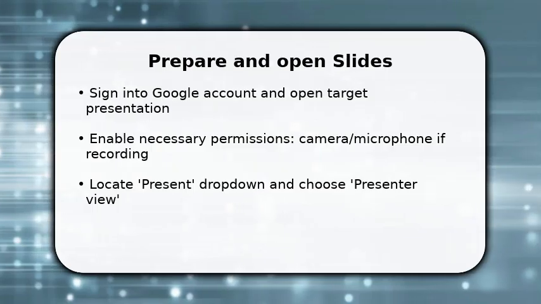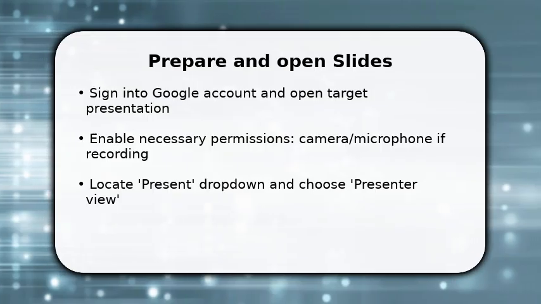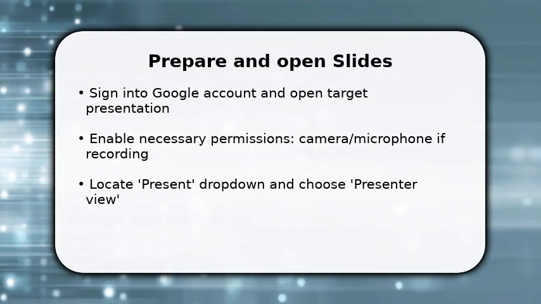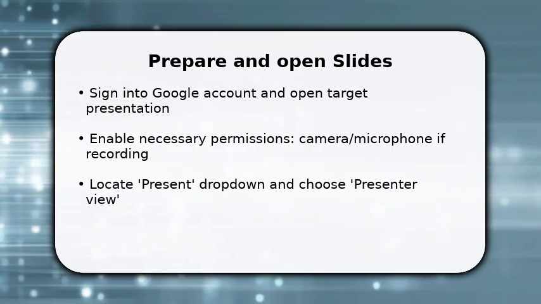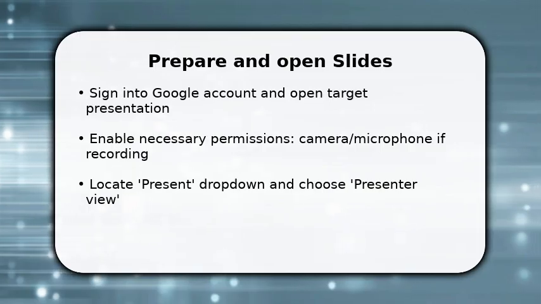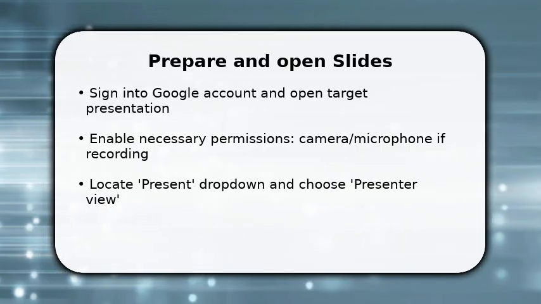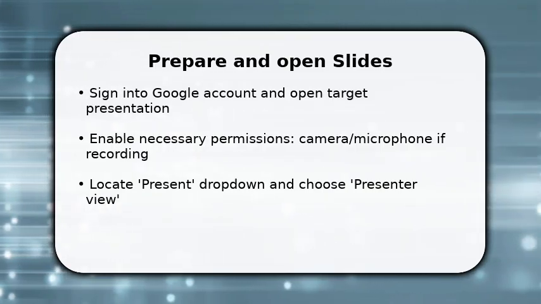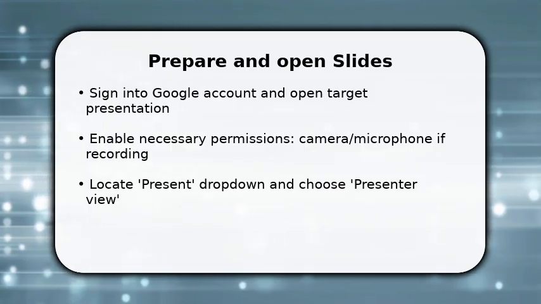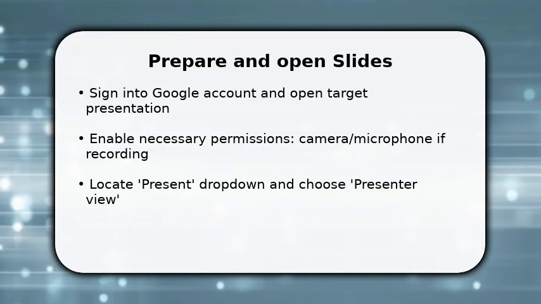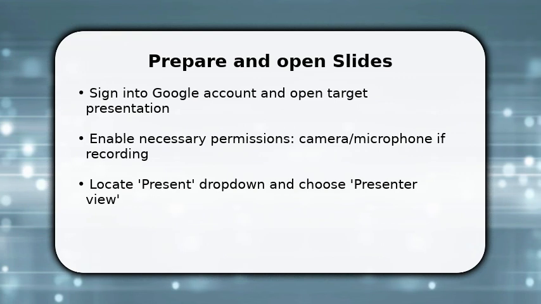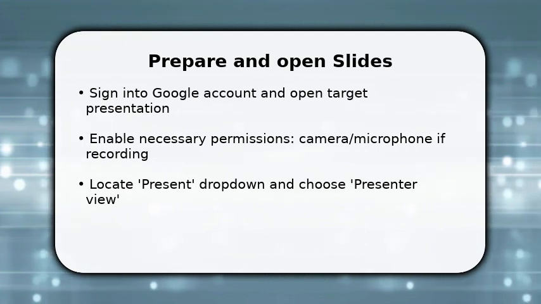You're starting inside the presentation. Sign in and open the file you'll spotlight. Once done, confirm presenter permissions like microphone and camera if you'll record. Click the Present drop-down and choose Presenter View or a windowed present option so you can manage controls. Make sure your speaker notes are visible and that the slide you want to spotlight is selected. This first setup avoids scrambling later and lets you move straight into spotlighting with control and confidence.